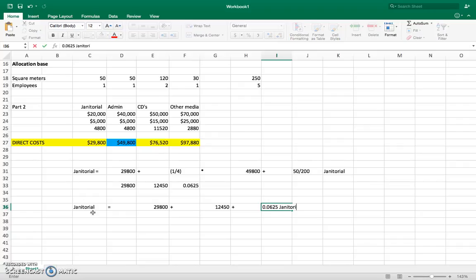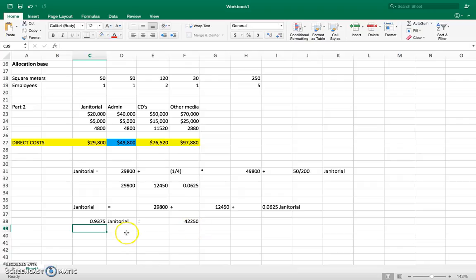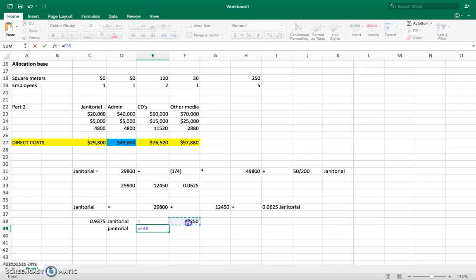0.0625 janitorial. Okay then, now we're going to further solve for this. So 1 janitorial minus 0.0625, that gives us 1 minus 0.0625. That's like 0.9375 janitorial equals 29,800 plus 12,450, which is 42,250. Then finally to find janitorial, I'm simply going to take my 42,250 divided by 0.9375. That gives me my final figure. I can just round this off by removing the decimal places. That is my janitorial figure.